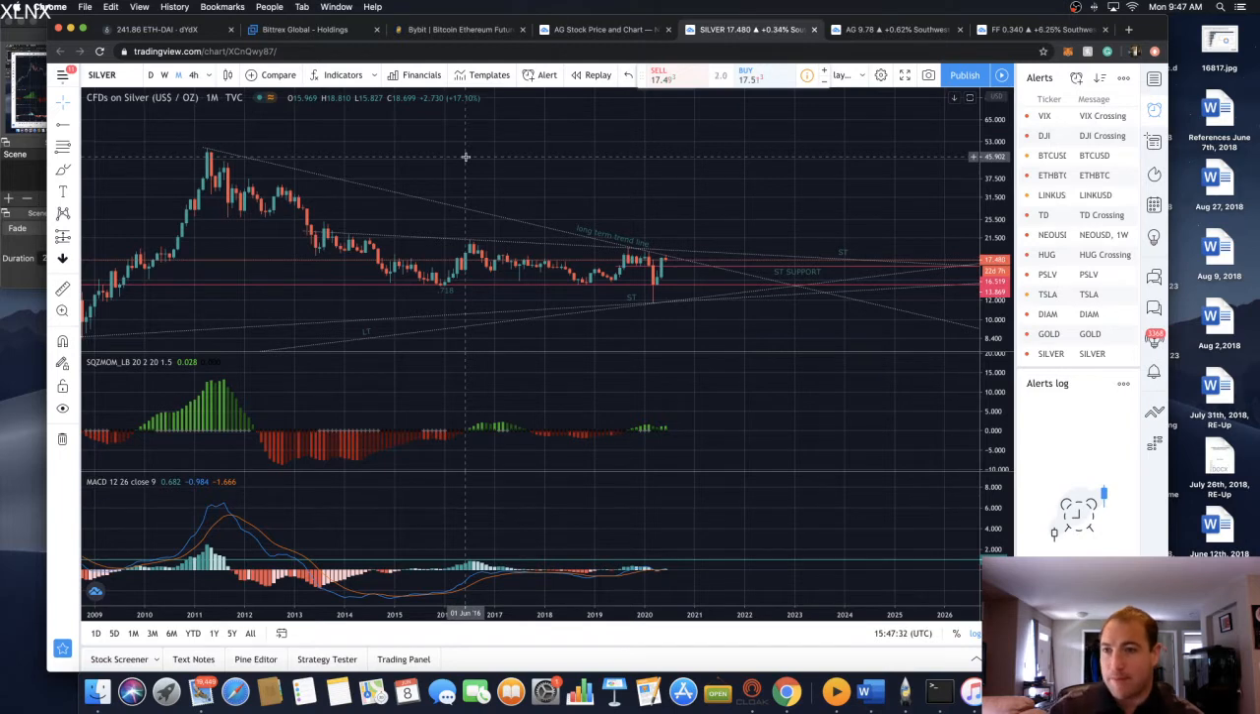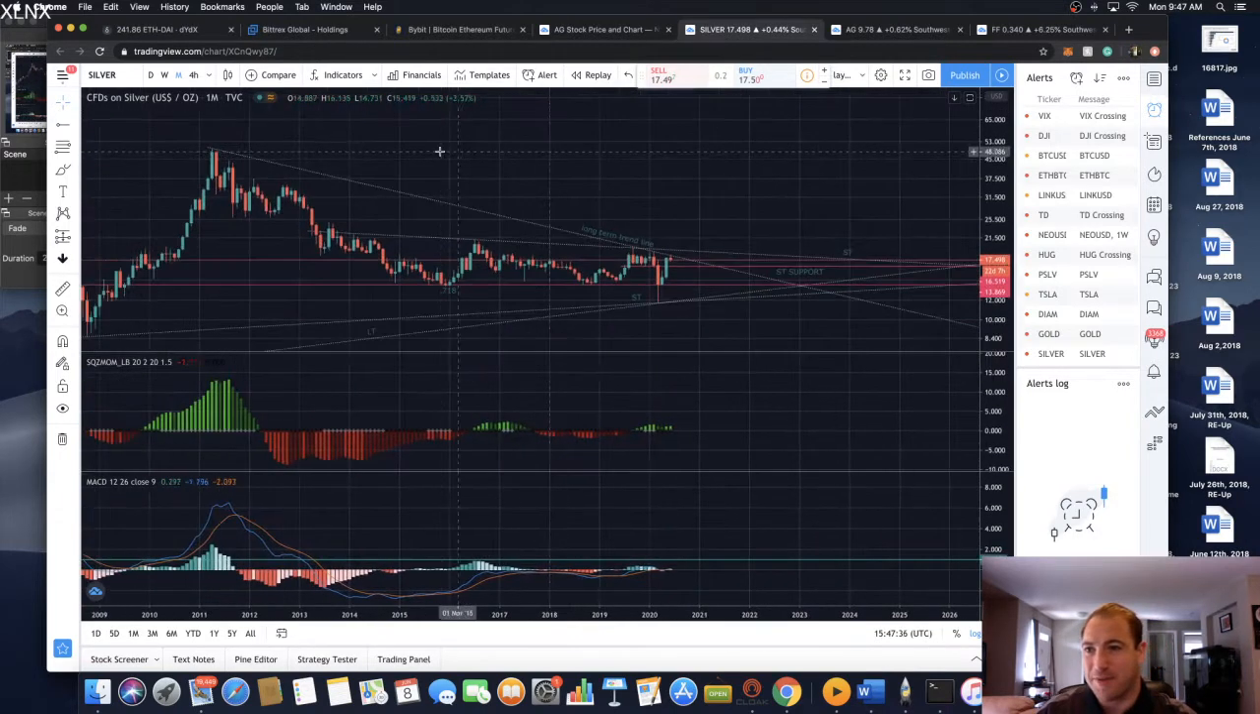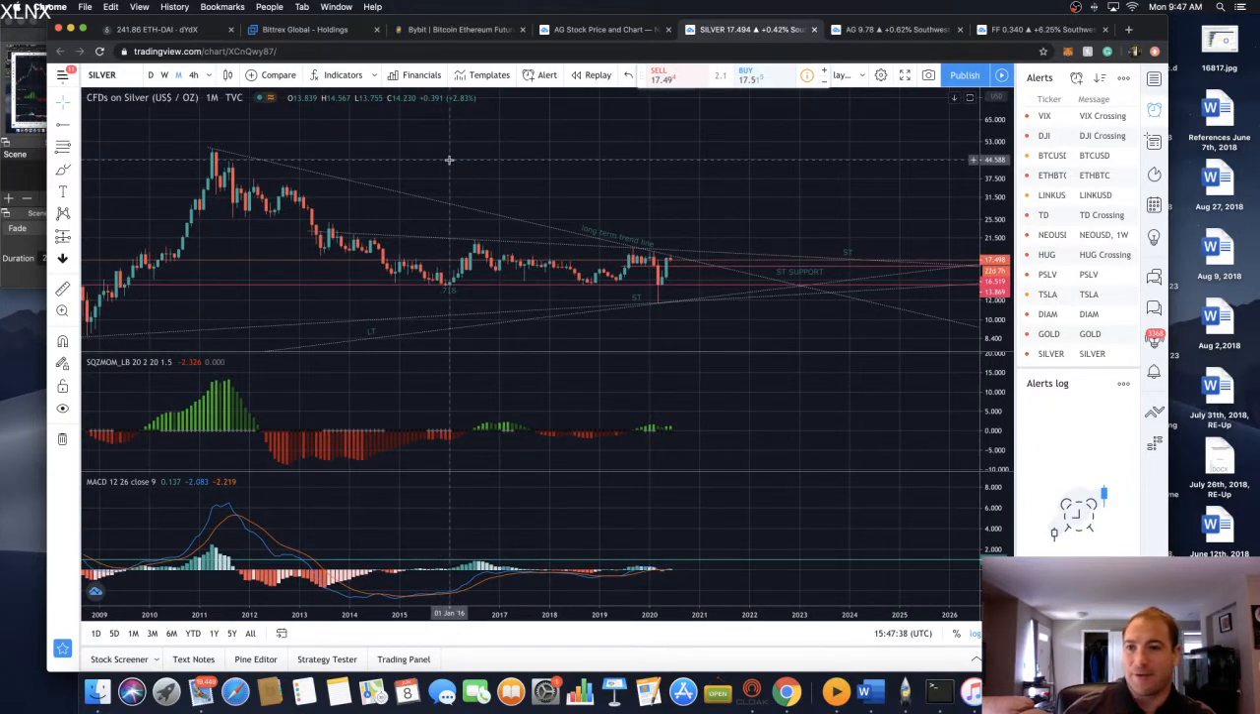Well, we're going to do some estimation and some guesstimation about what silver is going to do in the short term. Just see if we can get a little bit of an edge here with some of these trades that we may or may not do here in the near future.